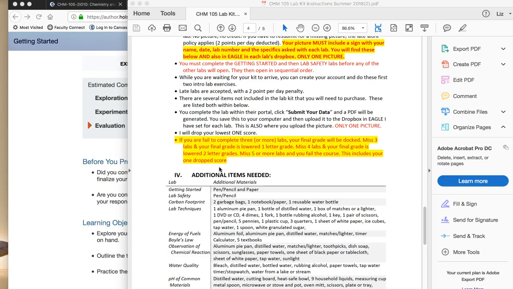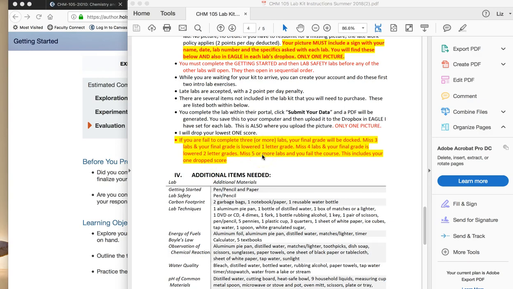So in other words, if Eagle shows you got a B in the class, but you have 3 zeros in the grade book for labs, you're going to get not a B, you're going to end up with a C when I submit grades to the college. If you miss 4 labs in total or have 4 zeros, you will be lowered by 2 letter grades.